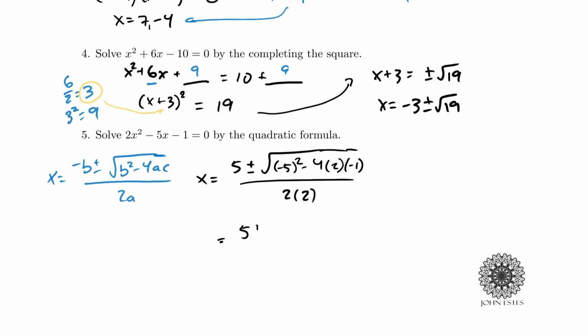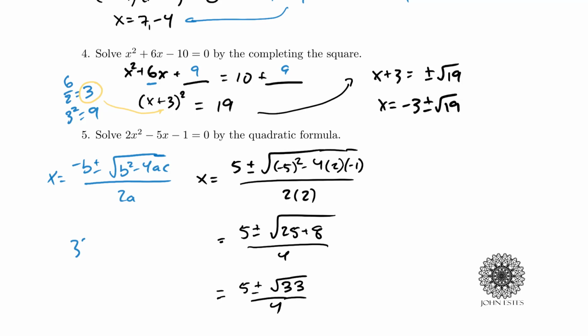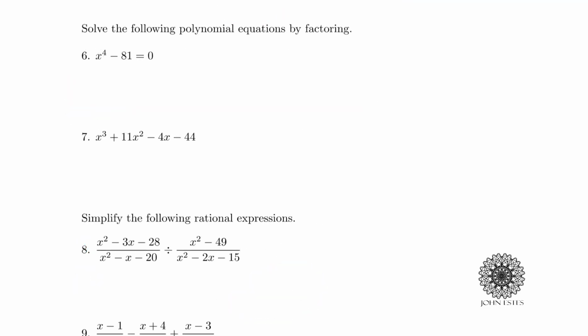Now this can simplify a little bit. We get 5 plus or minus the square root of 25 plus 8. So we get 5 plus or minus the square root of 33 over 4. And square root of 33 doesn't simplify any, right? Because 33 is just 3 and 11, and so that square root doesn't simplify anymore. That is my solution.